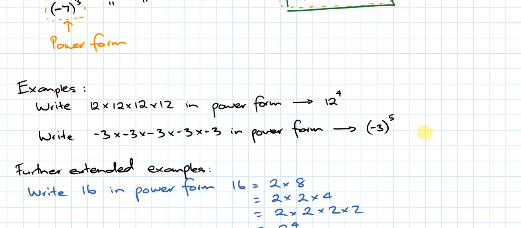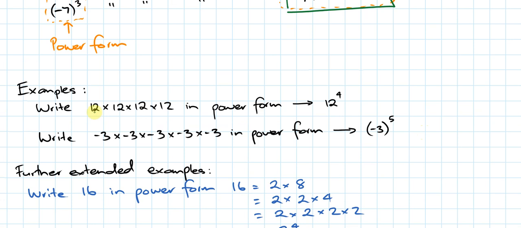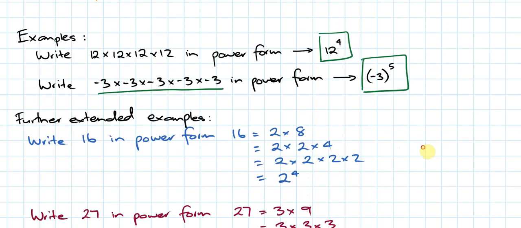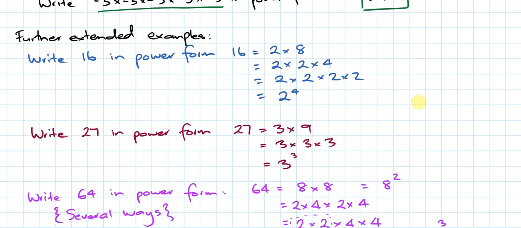Okay, a couple of examples. If we've got 12 times 12 times 12 times 12, to write that in power form would be 12 to the power of 4. This expression here, if we write that in power form, it would look like this. And when you're dealing with negative numbers, you need to put them in brackets. A couple of further extended examples.